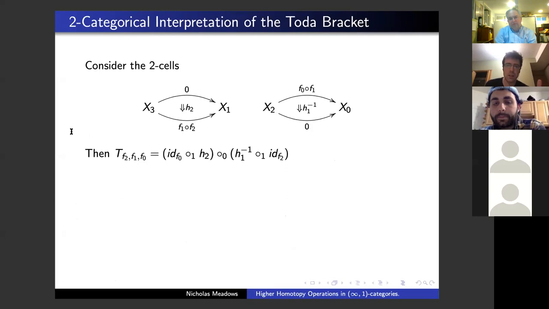So if we look at two cells, which correspond to these homotopies, then the Toda bracket can be identified with the following expression. In this expression, we have a horizontal composition with an identity two cell of F0. So that's just like the identity homotopy from the map F0 to itself. And we also have a horizontal composition of this H1 inverse with the identity homotopy two cell from F2 to itself. And we take the vertical composition. And we can check that this actually is a formula for the Toda bracket that we mentioned.